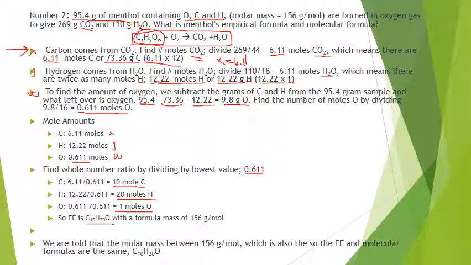So the empirical formula is C10H20O. And when you add these up, 10 times 12 is 120, plus 20 is 140, plus 16 is 156. So the formula mass is 156. Well, so is the molar mass. So it turns out, if the molar mass and the empirical formula mass are the same, then the empirical formula and the molecular formula are the same.